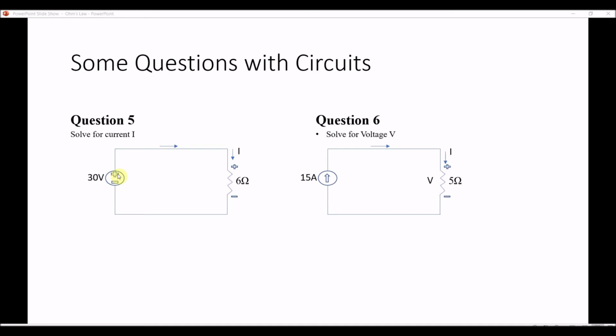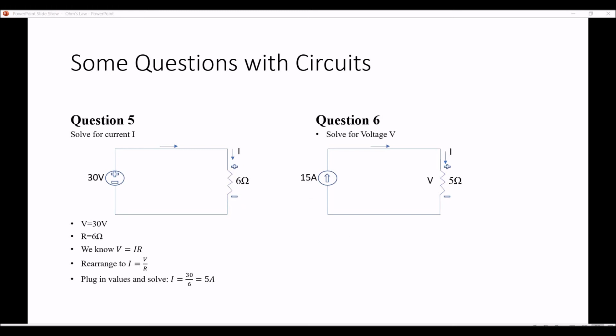So we'll start by writing what we know. We have 30 volts. We know the resistance is 6 ohms. And so we know V equals IR. We will rearrange I equals V over R, and we will plug in our values, and we get 5 amps. So the current that goes through this resistor is 5 amps.